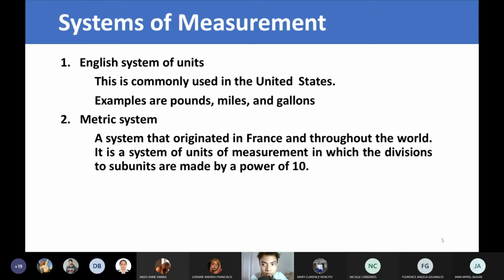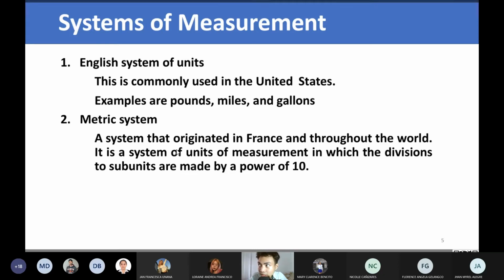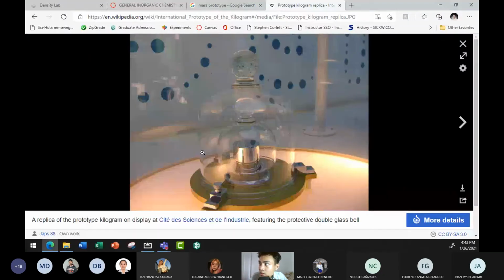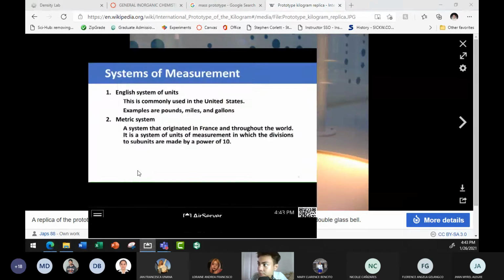What's the difference? The key difference is that the English or imperial system was based on physical persons, the body size of people. However, the metric system is based only on objects, on distances of places, on physical objects such as this prototype. So that is what they based it on.